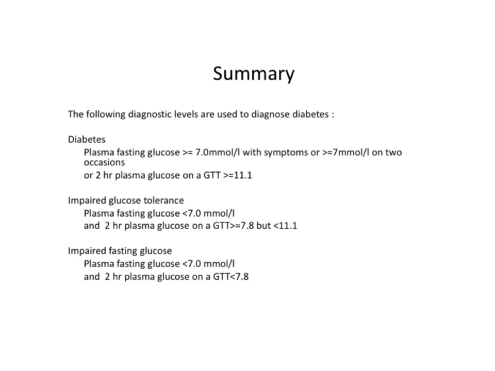Impaired glucose tolerance is defined as a plasma fasting glucose of greater than 6 but less than 7 millimoles with a 2-hour plasma glucose level on a GTT of between 7.8 and 11.1. And finally, impaired fasting glucose is defined as a plasma fasting glucose level between 6 and 7 with a 2-hour reading on a glucose tolerance test of less than 7.8.